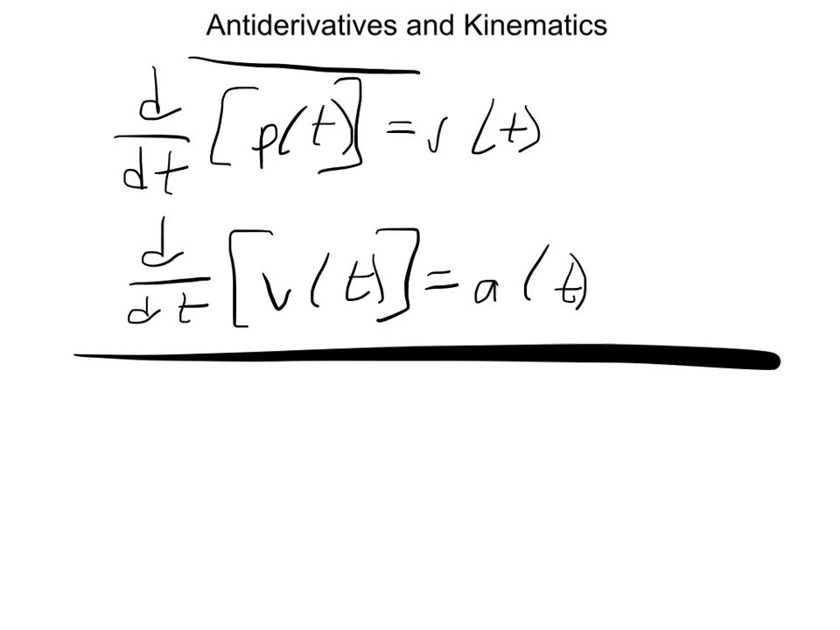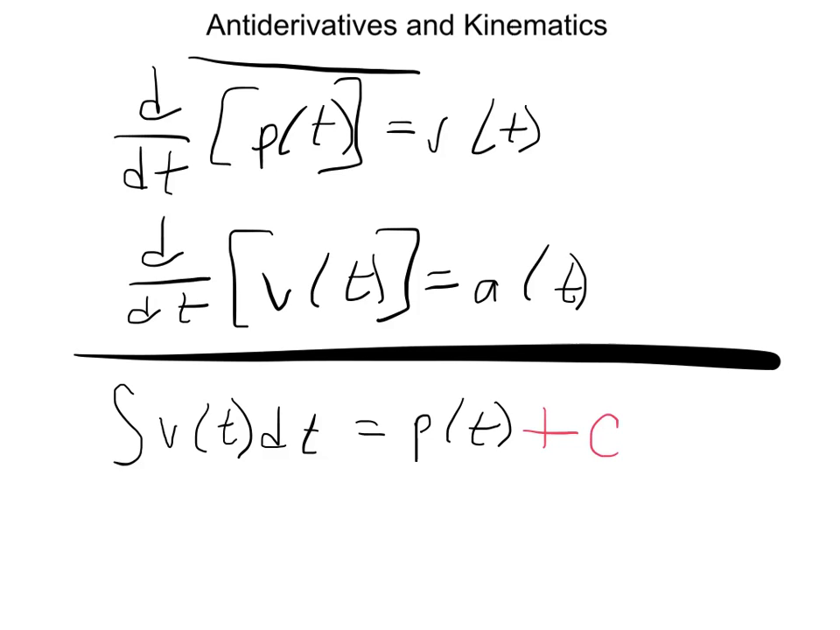And so what that means is that if you take the antiderivative of the velocity function with respect to time, you will get the position function plus some constant c. And that constant c is a huge difference between the two of them. You need to remember that when you take an antiderivative, you're going to end up with a plus c. Similarly, if we take the antiderivative of the acceleration function, we're going to end up with a velocity function. Again, plus c.